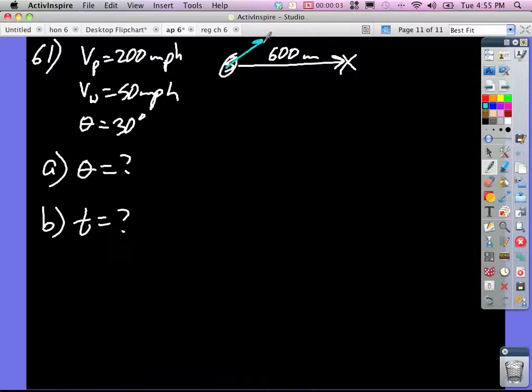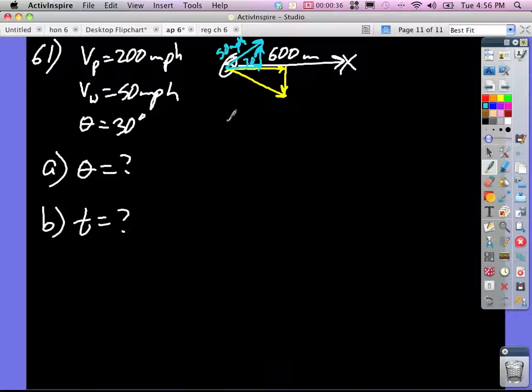The wind is blowing 30 degrees north of east at 50 miles per hour. This pilot wants to go due east, so all that has to happen is the pilot, I'll use yellow as her velocity, is going to have to angle the plane down to the right so that the vertical component of the plane's velocity cancels the wind's.